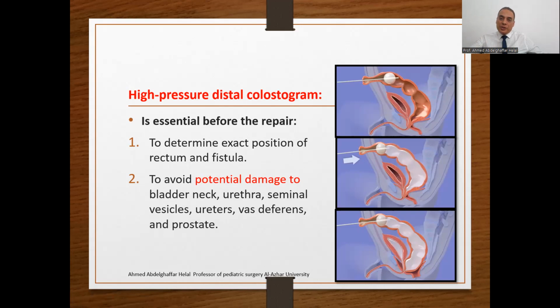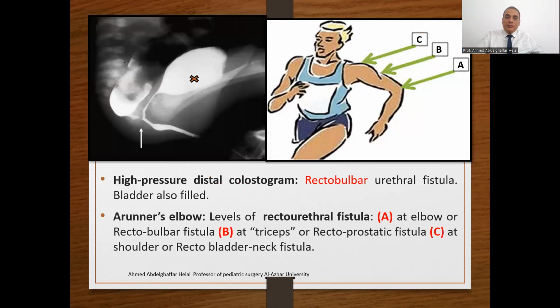After performing the colostomy, before the surgical repair, to define exactly the positions of the distal rectum and the fistula, to avoid the potential damage during surgery to the bladder neck, urethra, and the seminal vesicle.